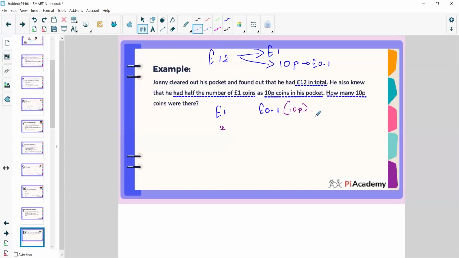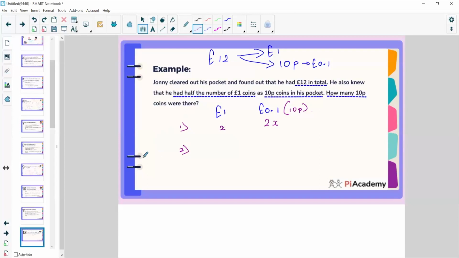Yes, Arya? X times 2, 2x. Very good. So he has 2x number of 10p coins. Okay. Now, this is the first step. Second step is writing the expressions as I told you, right?